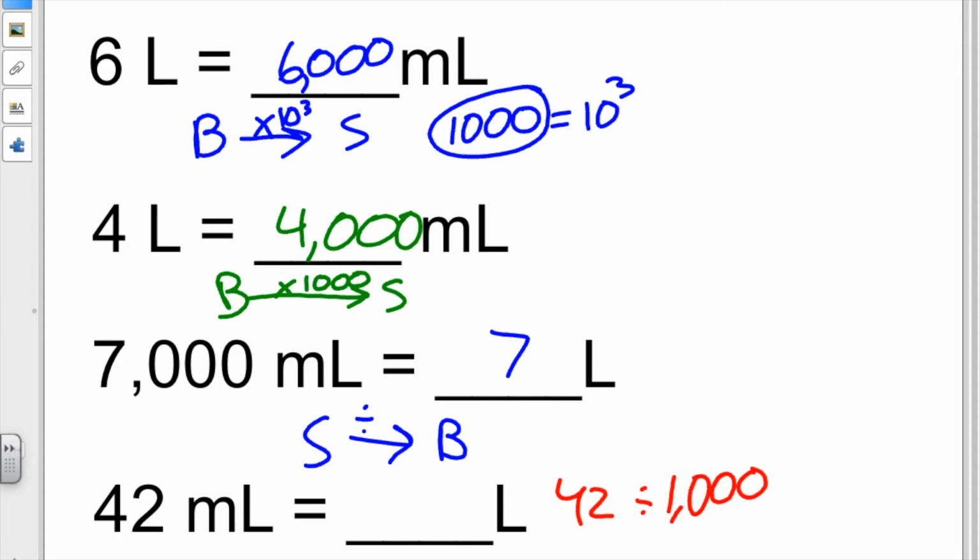So we need to take our decimal, which is right here. See, I placed it to the right of the ones place. Move it 3 spots to the left. 1, 2, 3. And what goes in this empty spot? A 0. So we have 42 thousandths is our answer for our liters.